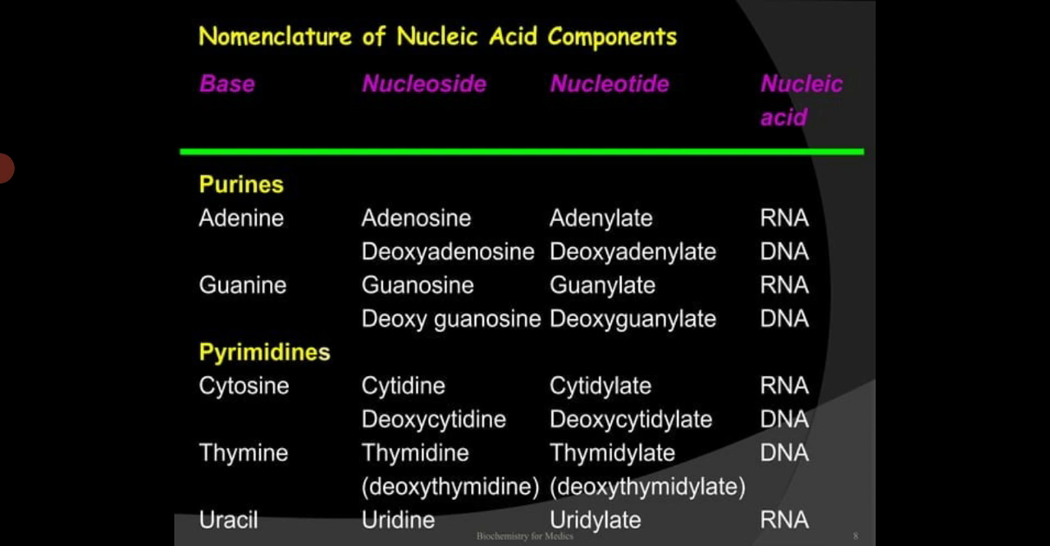Now some nomenclature of nucleic acid components. Here the purines and pyrimidines are there. When a purine forms a bond with a sugar, it leads to a nucleoside, and its name always ends with the letters INE. For example, adenine, when it binds with a sugar, forms adenosine in RNA and deoxyadenosine in DNA.